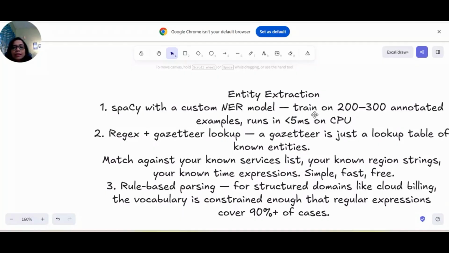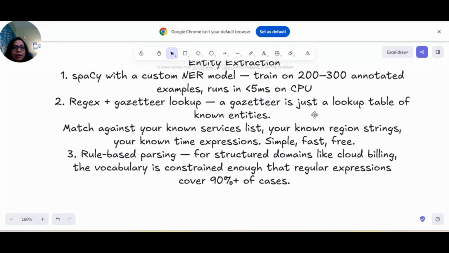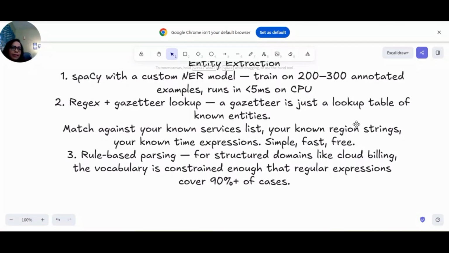So here it says to train on 200 to 300 annotated examples. For example, this is the user query, then highlight all the nouns present here and extract those entities. This runs in less than 5 milliseconds on CPU with these 200 to 300 examples. It flows to specific document passages. Then in that case, it's probably in very good shape.